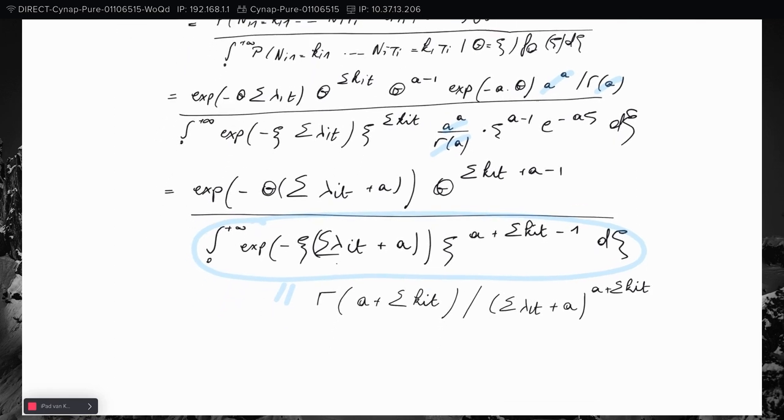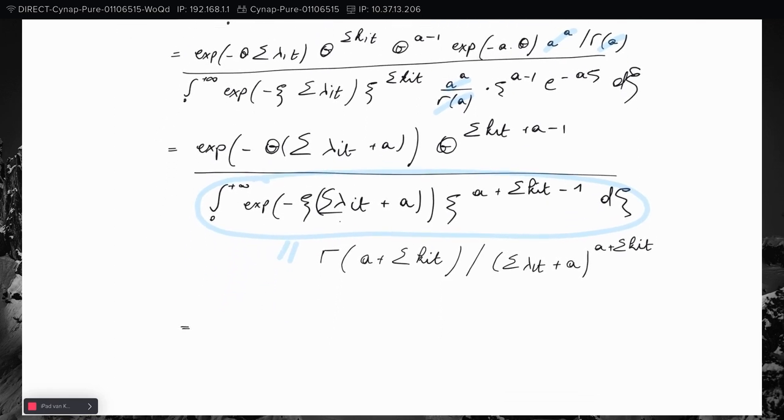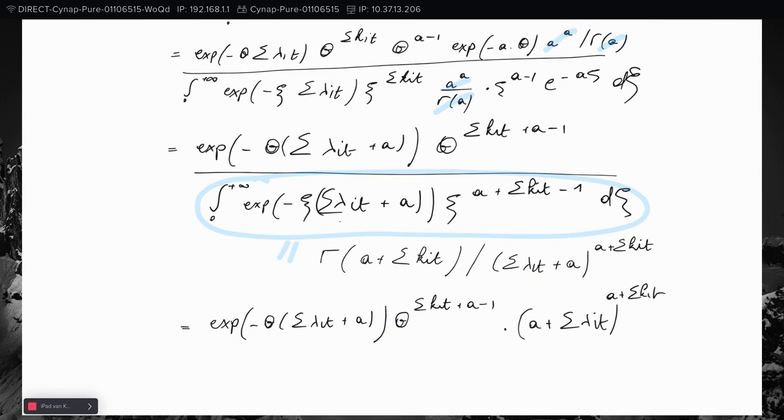And putting it all together, I'll get the following expression. And remember, this is for the posterior distribution of the theta. So putting it all together, I have the exponential of minus theta times the sum of the lambda i's plus a. Then I've got theta to the power the sum of the k i's plus a minus 1. And I'll bring this a plus the sum of the lambda i's to the power a plus the sum of the k i's over here. And I'll divide by the gamma function evaluated in a plus the sum of the k i's.